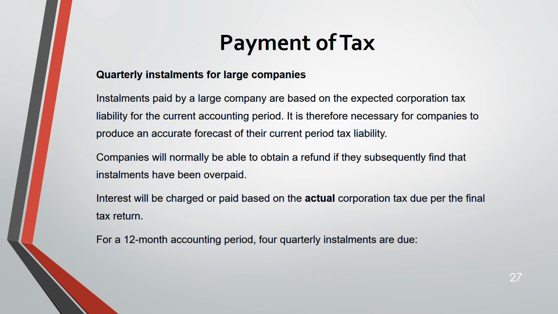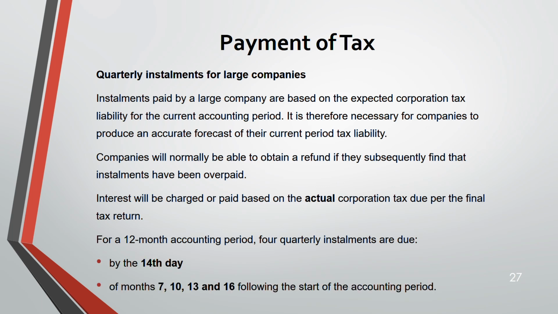For a 12-month accounting period, there are 4 quarterly installments that are due by the 14th day of months 7, 10, 13 and 16 following the start of the accounting period. You should know these dates, these months, and how many installments apply for a specific accounting period. Because if the accounting period is shorter, the quarterly installments will be fewer, and the months will be different.